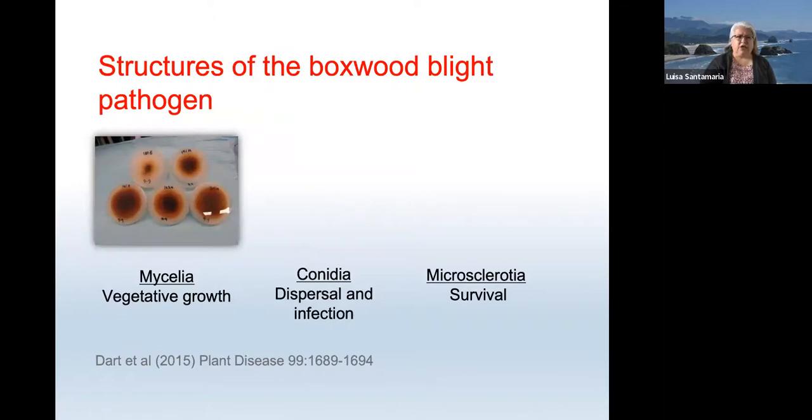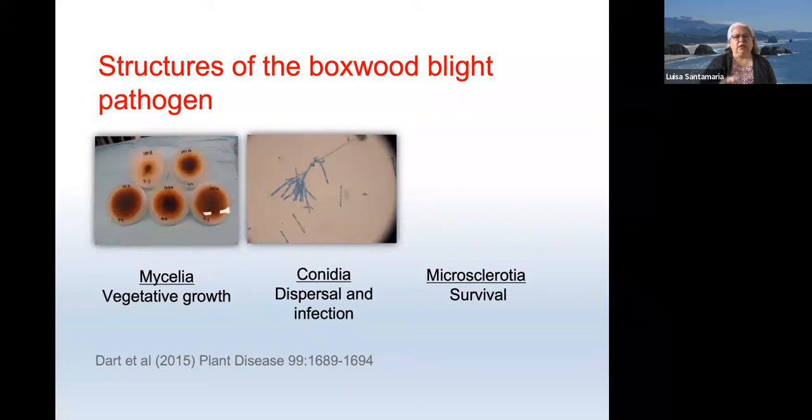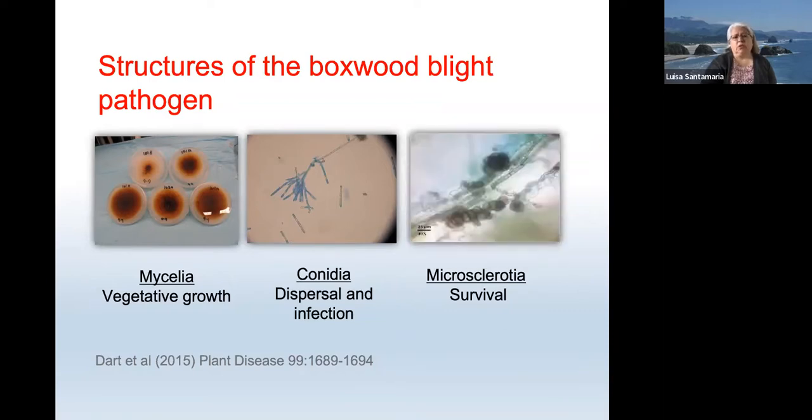Okay, so one of the most important things considering the pathogens are their structures. What do we have? Mycelium, that cottony growth that sometimes we can even see on the plants out in the field, is the vegetative growth of the fungus. Then we have the spores, and the conidiophore that supports all the spores, which are the main source of infection. And then there are these structures called microsclerotia that are survival structures. They can stay in the tissue for a long time.